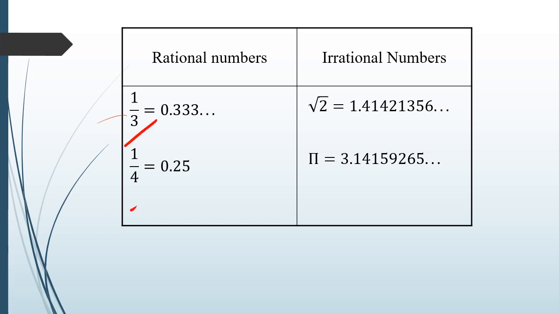So this is a fraction. This cannot be written as a fraction, and this is a repeating decimal. This is a terminating decimal. This is not repeating. This is not terminating. Okay.